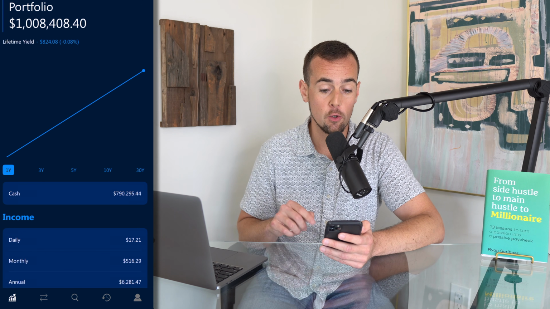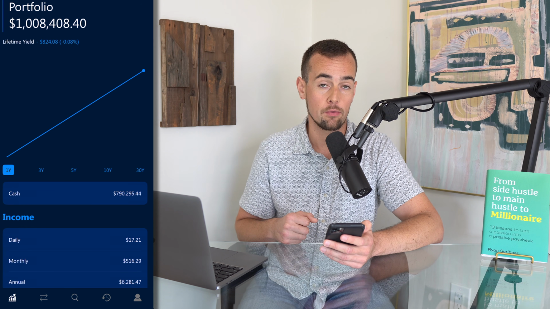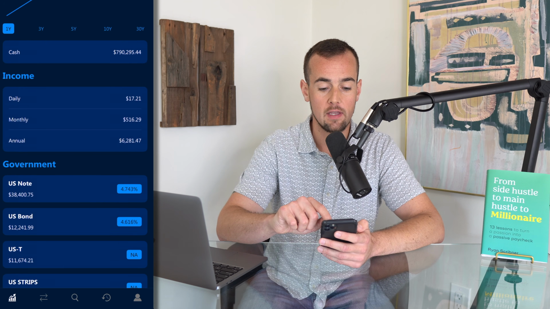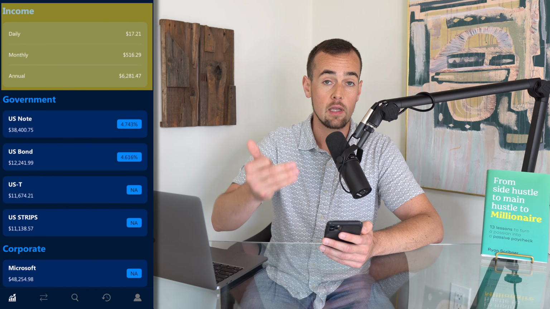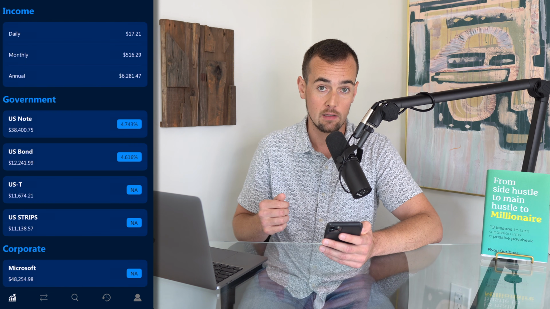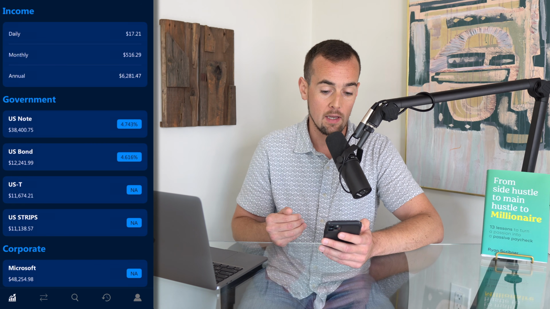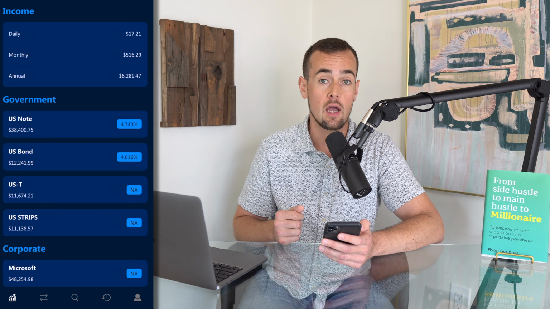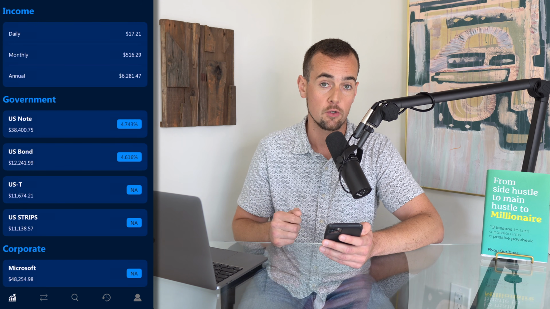On the home screen here, we can see our investment portfolio, and this is a demo account that I'm using. If you scroll down here to the income table, it shows you what your daily, monthly, and annual income would be from your bond portfolio held within Silo. In this case, it's $17.21 a day, $516.29 a month, or about $6,200 annually in terms of the interest payments from the bonds held in your portfolio.